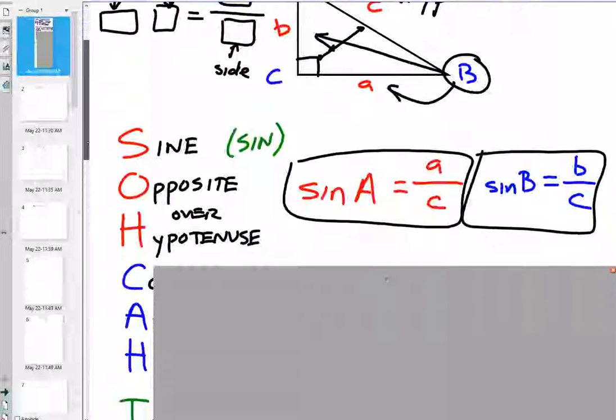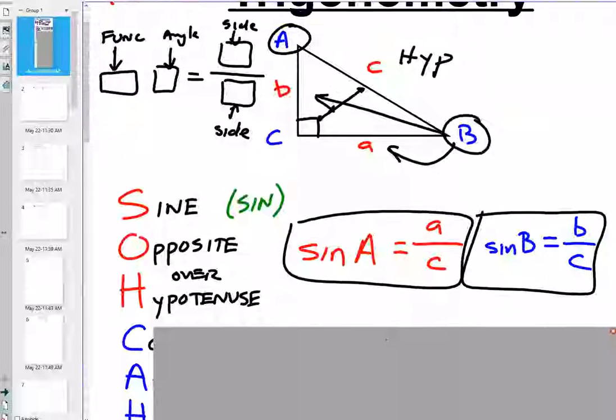So what the SO in SOHCAHTOA reminds you is that when sine is the function that you're using, on the other side of that equal sign, the side that goes on top would be the opposite, and the side that goes on the bottom would be the hypotenuse. The sequence is important. It is opposite over hypotenuse.